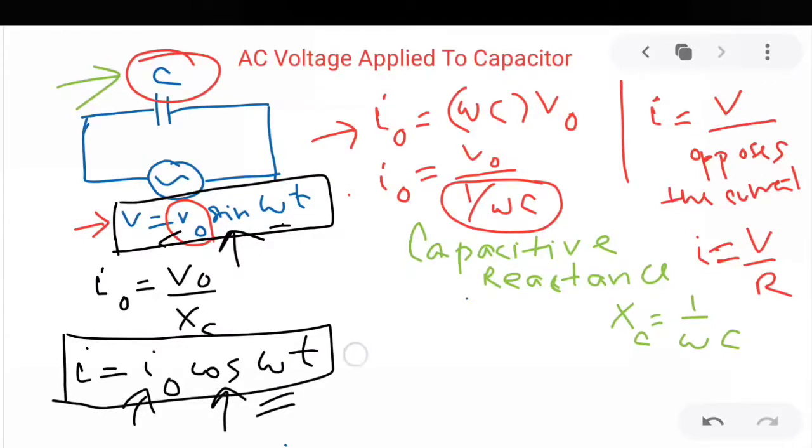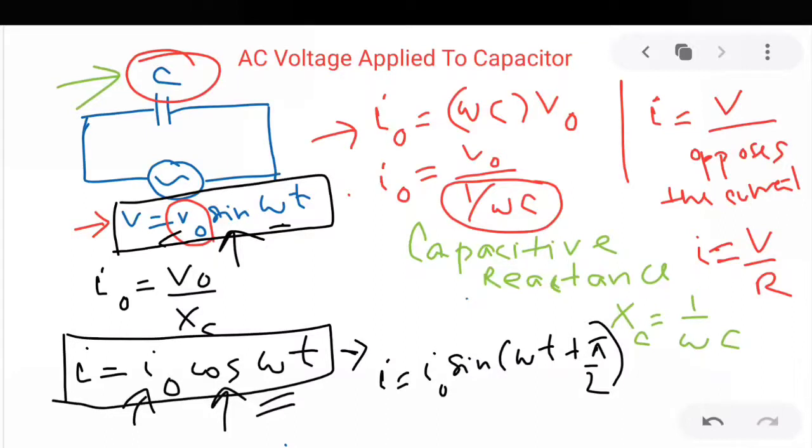Okay, so I can write this equation as I is equal to I naught sine omega t plus pi by 2. So now both the trigonometric terms are the same. Here sin omega t, here sin omega t plus pi by 2. So that means the variation in current is 90 degrees ahead of the variation in voltage. Or we can say that current is ahead of voltage by a phase angle of pi by 2.